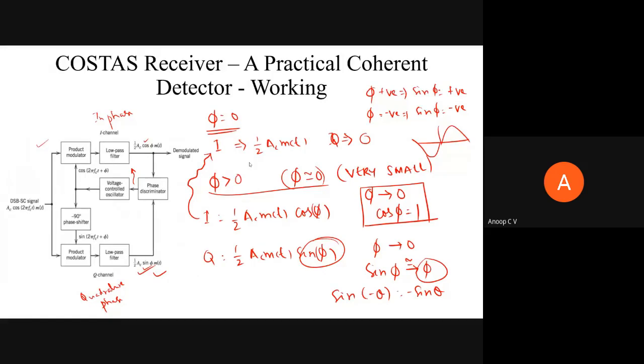You can just sit and try writing all these things out. Maybe you can sit and analyze, then definitely you will be able to appreciate this concept. So that's the Costas receiver.